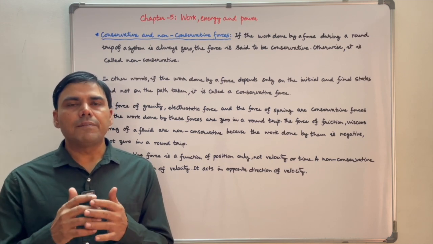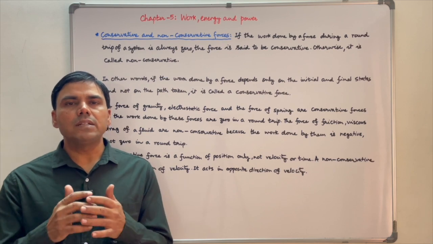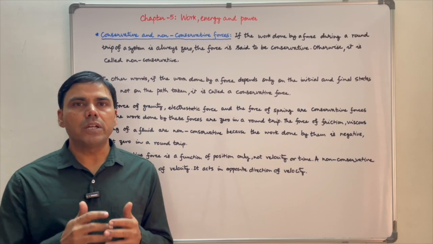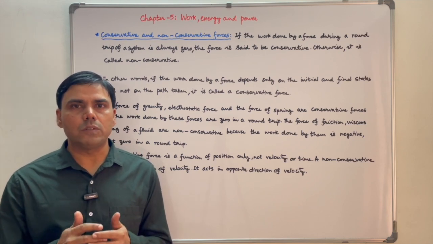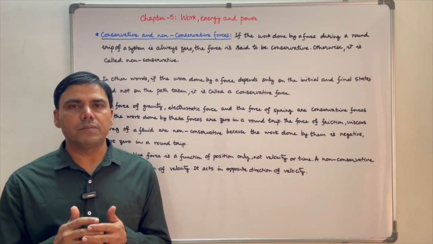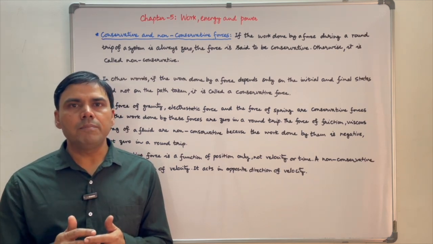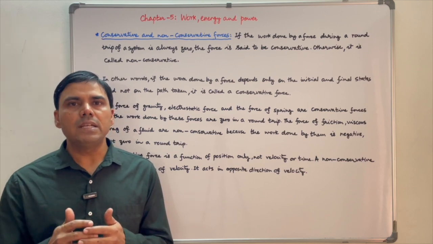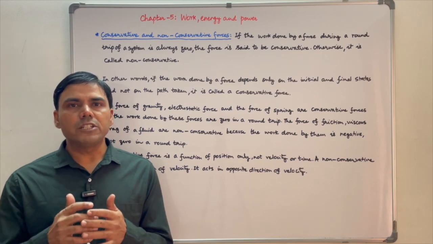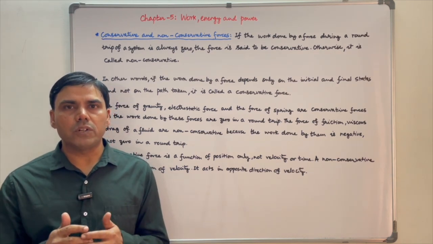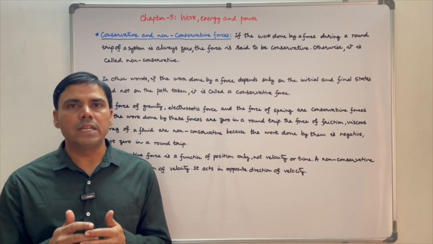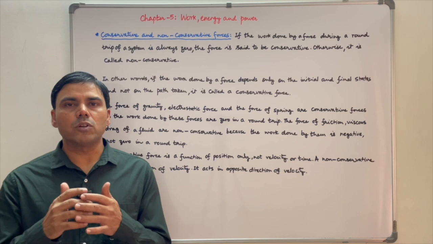For example, gravitational force, electrostatic force and spring force are conservative forces, as the work done by them during a round trip of a system is always zero, whereas friction force and viscous drag of a fluid are non-conservative forces, as the work done by them during a round trip of a system is negative, not zero. A conservative force is a function of position only, not velocity or time, whereas a non-conservative force is a function of velocity. It acts in the opposite direction of the velocity.